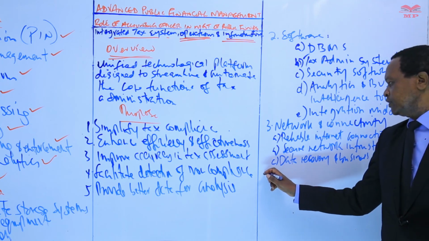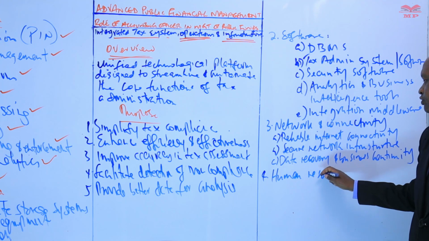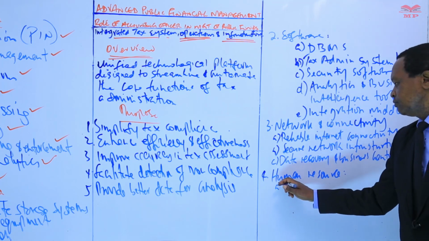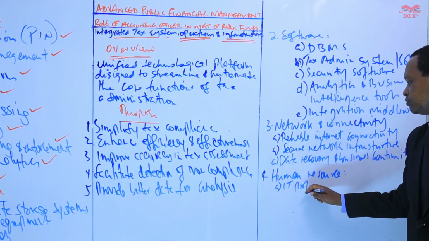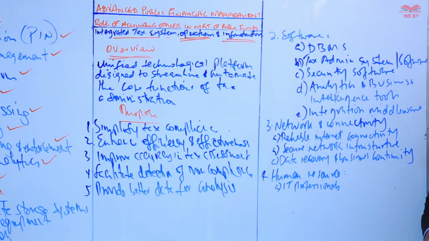Another part of infrastructure is human resource. Under human resource, we have IT professionals. These are skilled personnel for system administration, for data management, for network maintenance, for software development and maintenance, for cyber security, and so on.